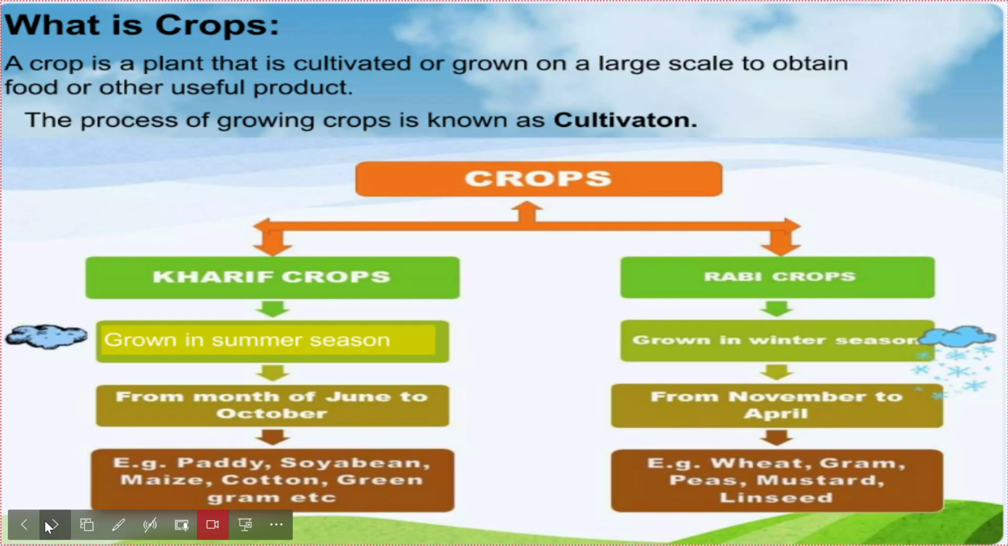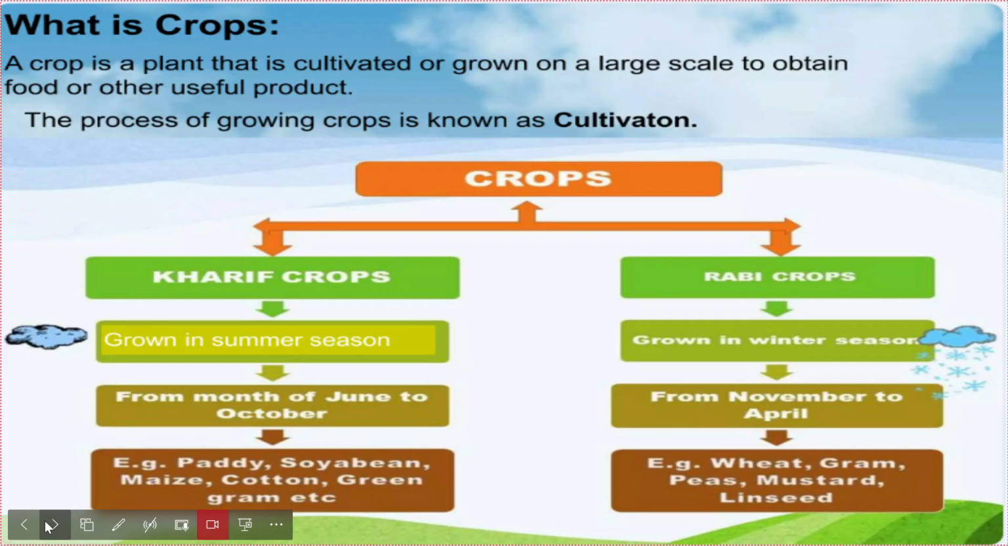Now, what is a crop? A crop is a plant that is cultivated or grown on a large scale to obtain food or other useful products. The process of growing crops is known as cultivation.